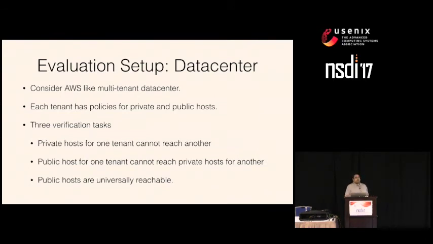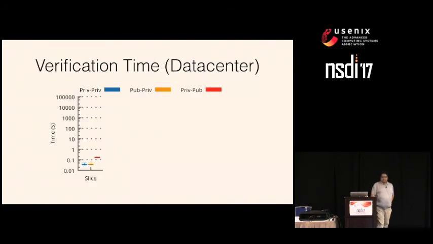So public hosts are things like my web server. I want everyone to have access. Private hosts are things like where I put my payroll. I don't want anyone to have access. There might be an interface that allows the web server to display how much money I earned last year or something. So if we use slicing and all of our techniques, you can see that we can verify this in about a tenth of a second, and this time is basically independent of the number of hosts and the number of tenants we have to consider.